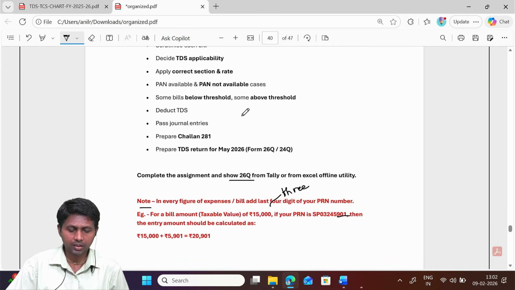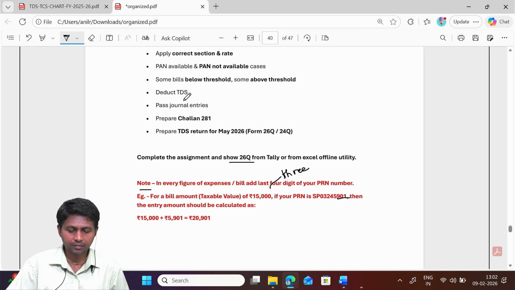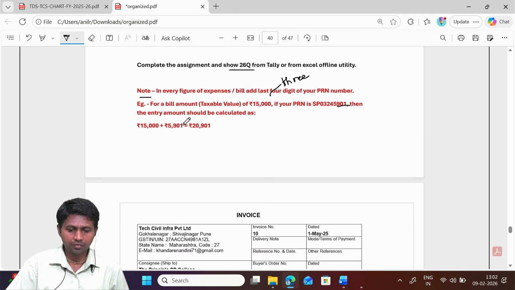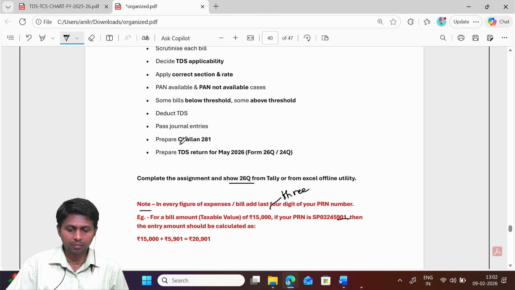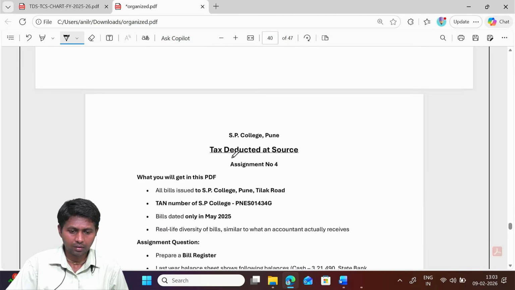Then pass the journal entry, and after completing the month, in the next month before the 7th, pay the amount to the government by filling challan number 281. Then after completing the May month entries, at the end of the quarter, that means after June, before the 20th of July, you have to prepare and file this 26Q return.